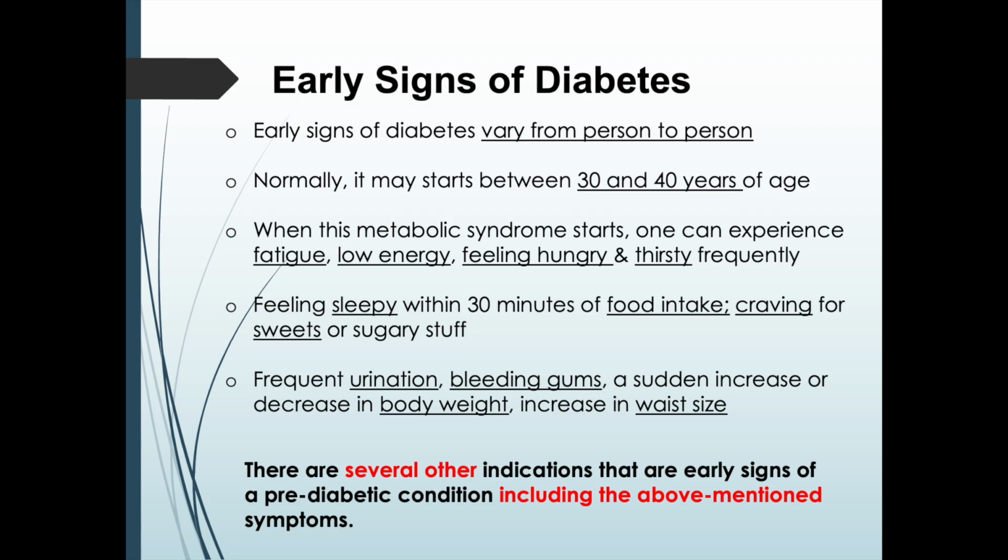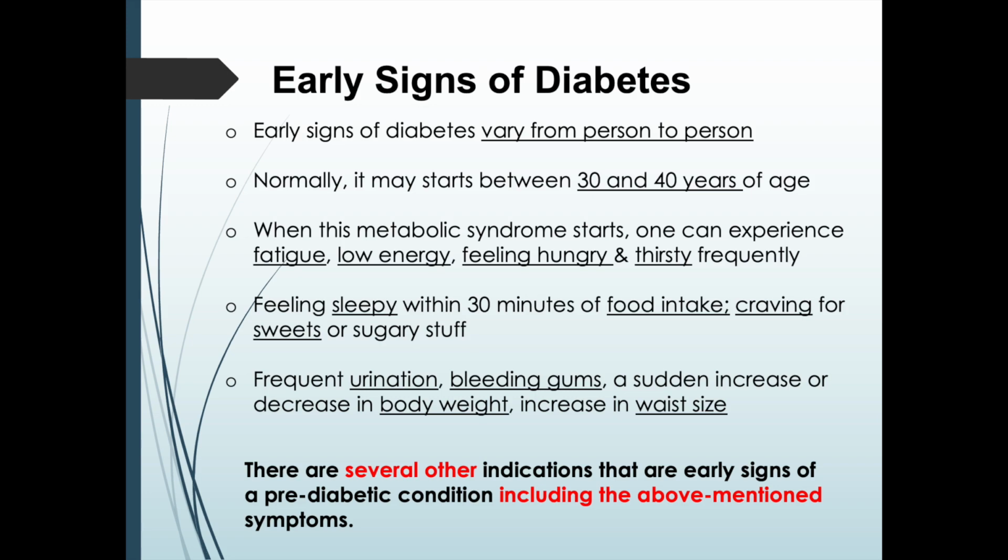And feeling sleepy within 30 minutes, because after you eat, within 30 minutes the sugar level just shoots up. Then you feel sleepy. If you feel sleepy after taking food within half an hour, then you are either pre-diabetic or diabetic. If you are comfortable, you are fine, no problem. But that is one of the symptoms you can see. And craving for sweets. You want to eat sweets, chocolate, whatever. That is another one of the signs.